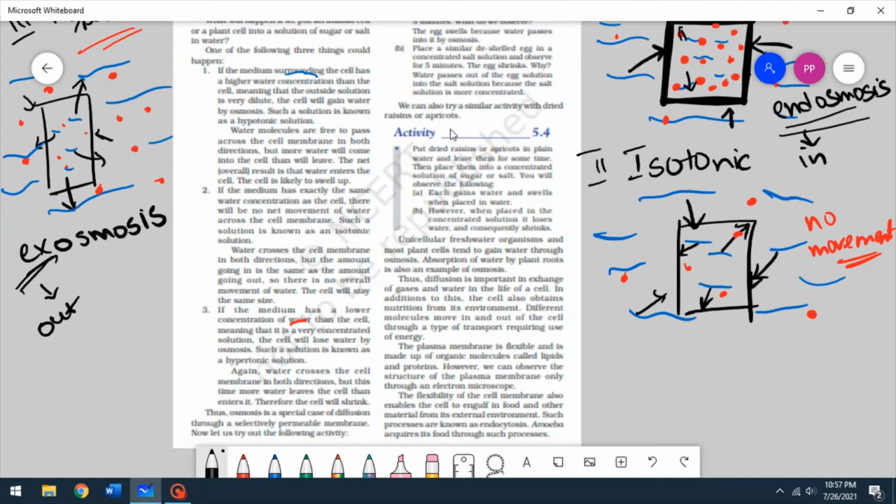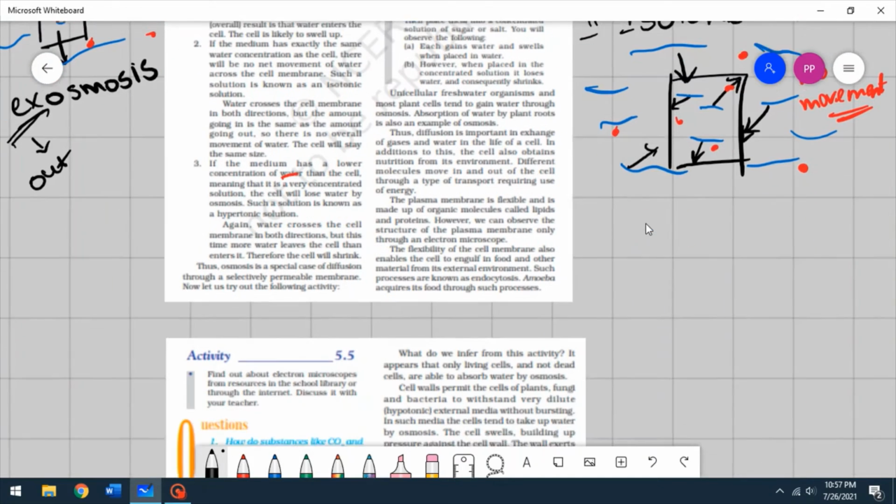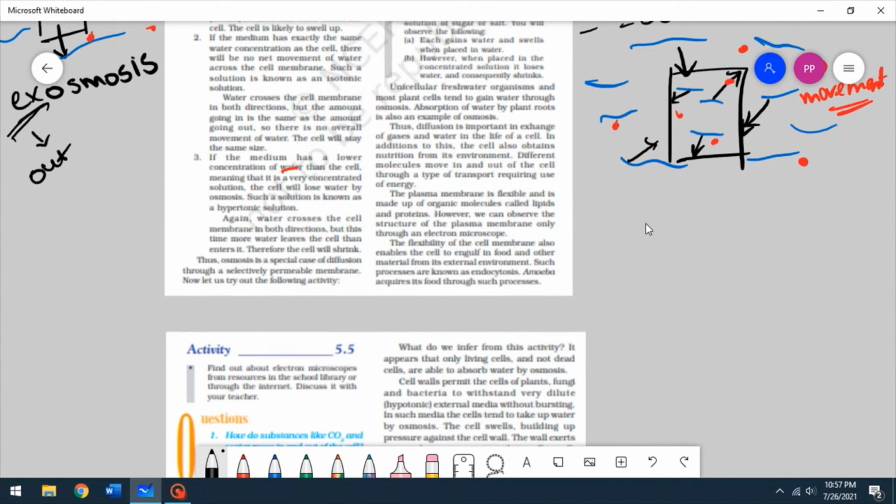Alright, so you can also try it with dried raisins or apricots if you don't have an eggshell or a cell. Unicellular freshwater organisms and most plants tend to gain water through osmosis because they have a lot of water in their surroundings. So it's mostly endosmosis. And absorption of water by plant roots is also an example of osmosis. So when we water plants, we increase the concentration of water or solvent in the medium surrounding the cell. That is, we create a hypotonic solution situation. So the roots take in water through a process called endosmosis.